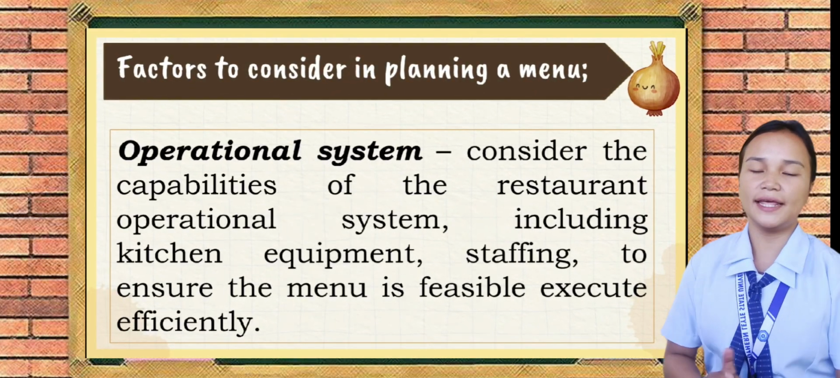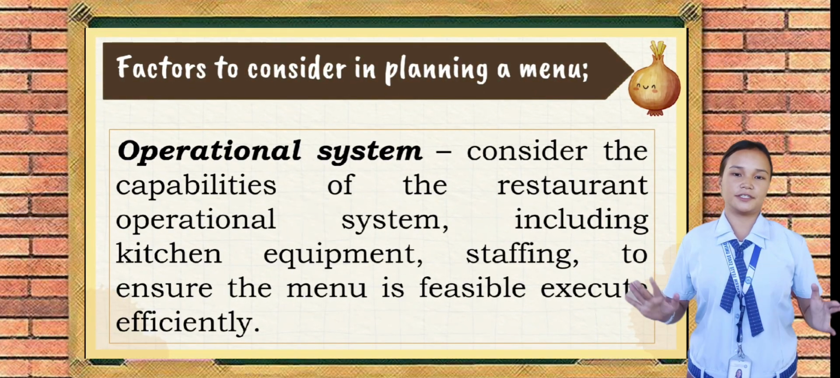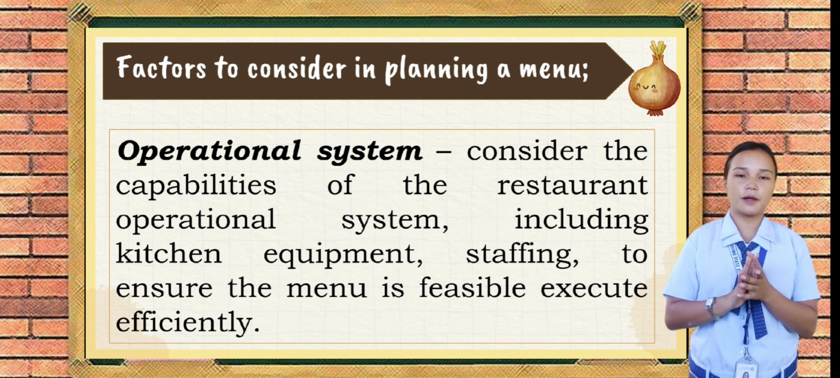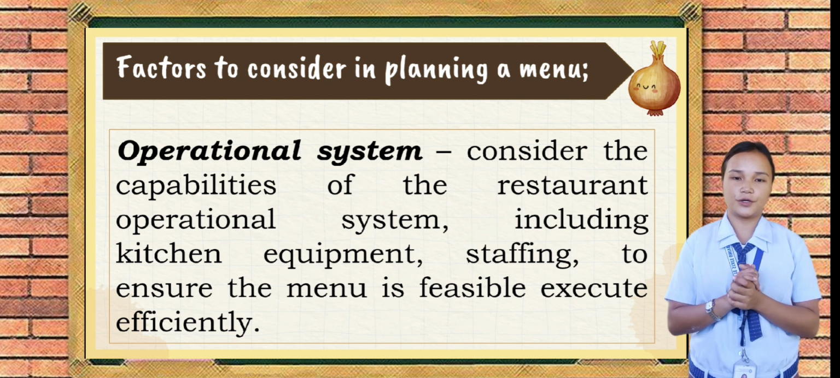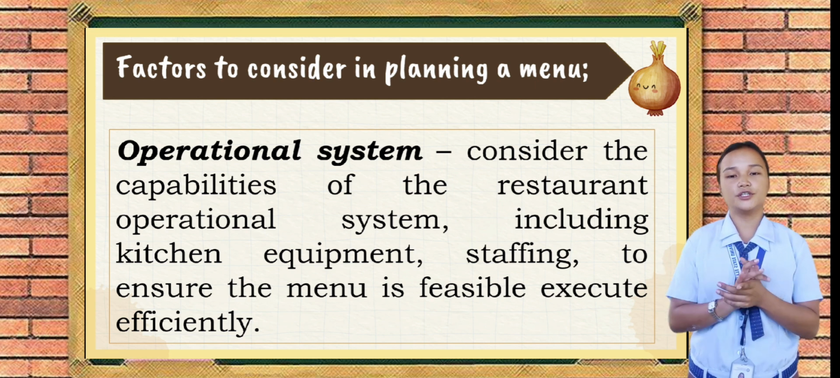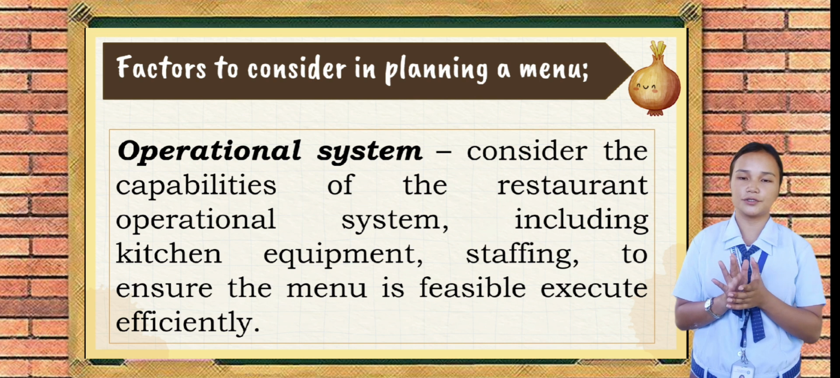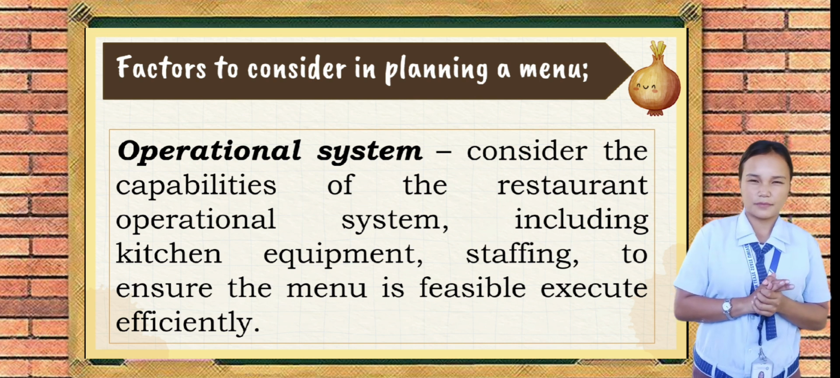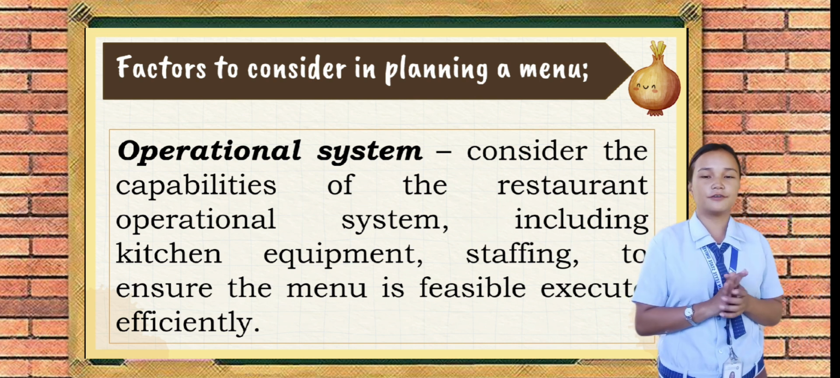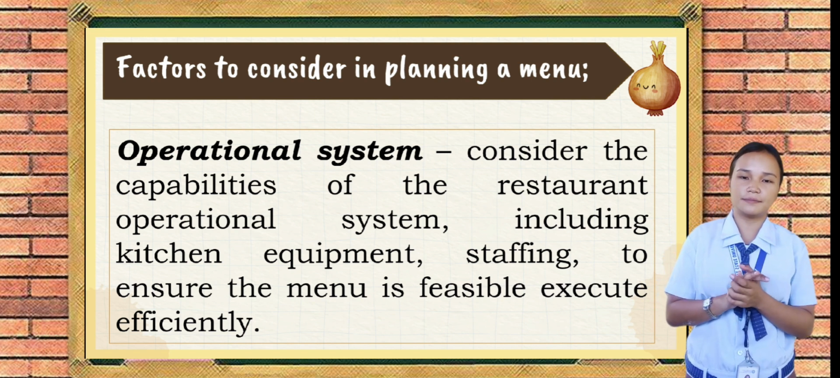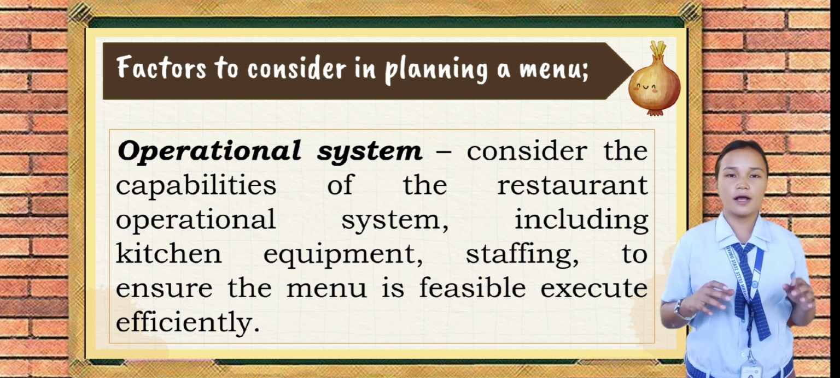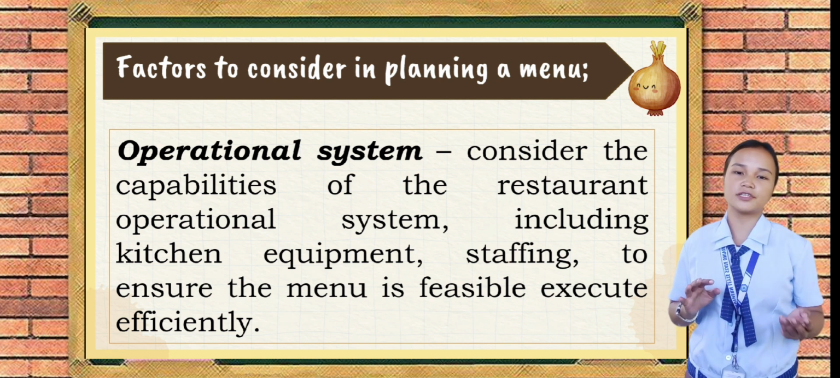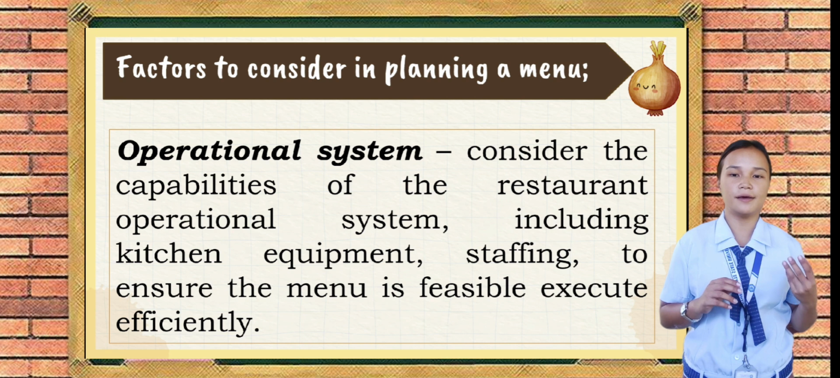So the last factor that needs to be considered in planning a menu is the operational system. Consider the capabilities of the restaurant's operational system, including kitchen equipment and staffing, to ensure the menu is feasible and executed efficiently. So kinahanglan jud i-consider nato ang operational system sa atong kitchen kay para makahibaw ta og unsa nga mga product ang pwede nato i-offer sa mga customer nga mahimo nato kay naa man da equipment.